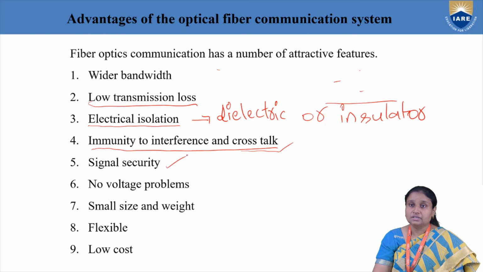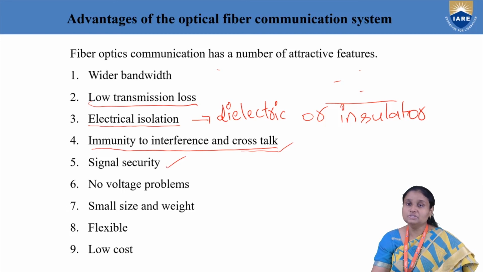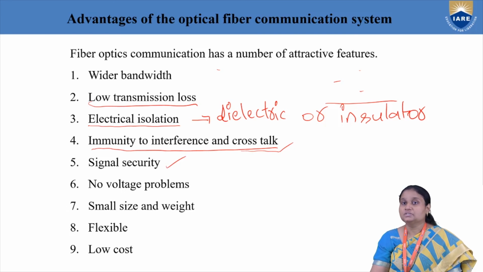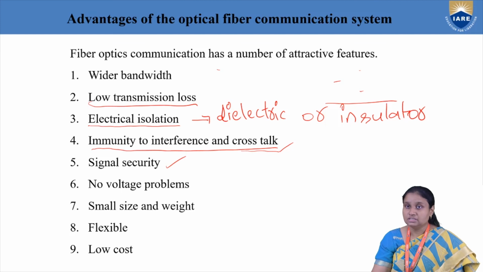So what is signal security? See, usually when we use copper coaxial transmission, in copper coaxial we can easily tamper with the current. So there will be a possibility of tampering of current. But tampering of light signals through optical fibers is highly impossible. Why? Because when you try to tamper with our original signal, we can easily detect it.